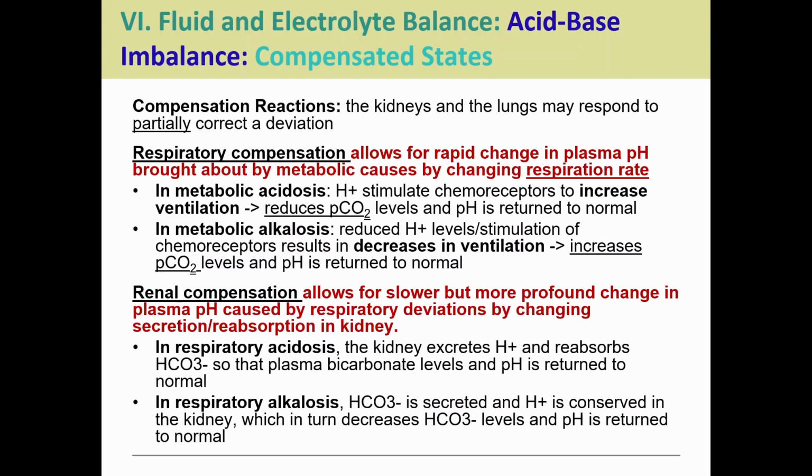On the renal side, this is a slower thing. Respiratory compensation is really fast, even though it's not extreme. Renal is going to be slower, but a bigger change, right? It's going to be a more extreme compensation. So in respiratory acidosis, the kidneys are going to get rid of hydrogen ions and reabsorb bicarbonate. And then in respiratory alkalosis, we're going to get rid of the bicarbonate and keep the hydrogen ions.